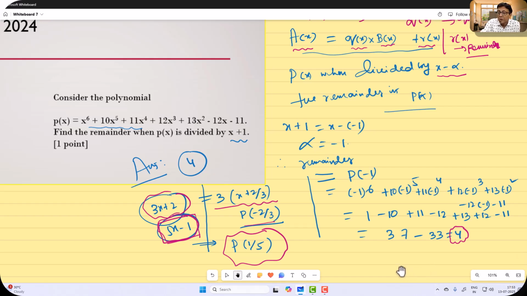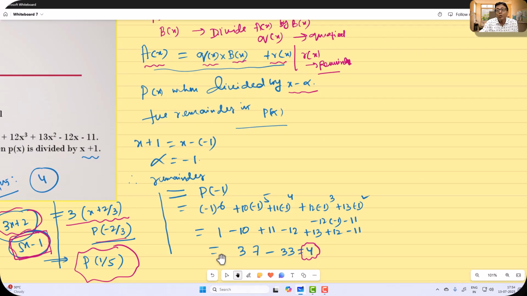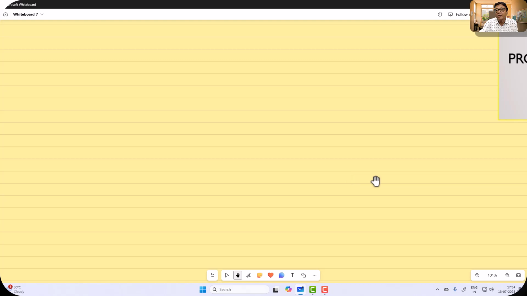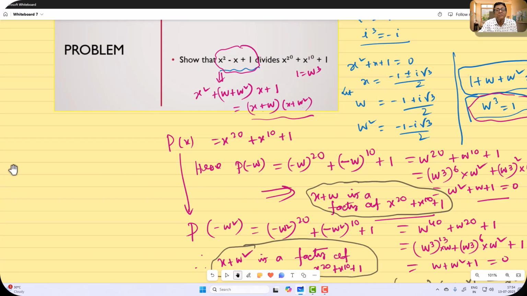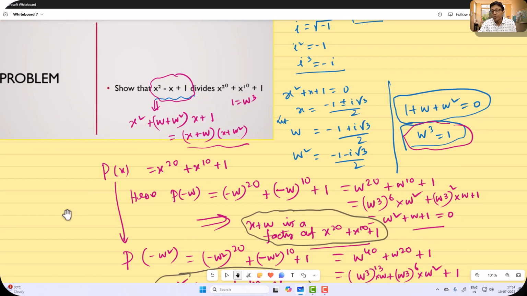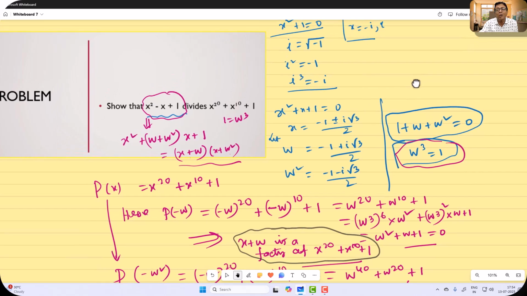So, this CMI problem, at least one part, was not difficult for you. Now let us go for a problem like this. Show that x square minus x plus 1 divides x to the power 20 plus x to the power 10 plus 1.